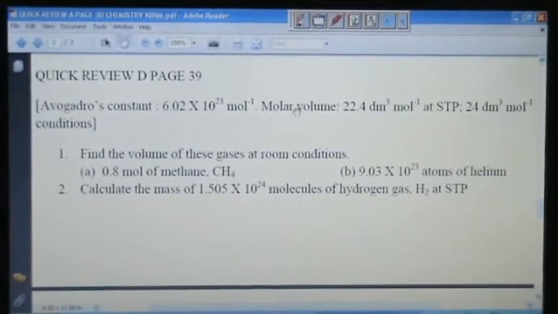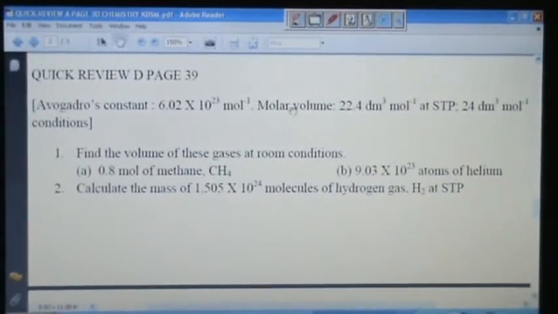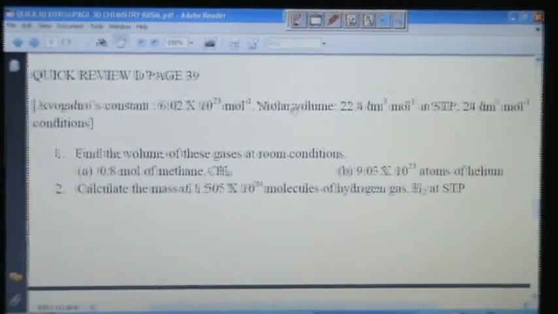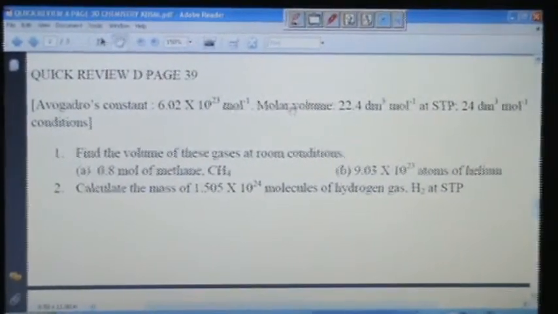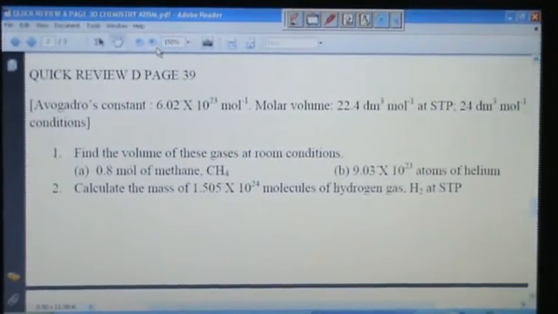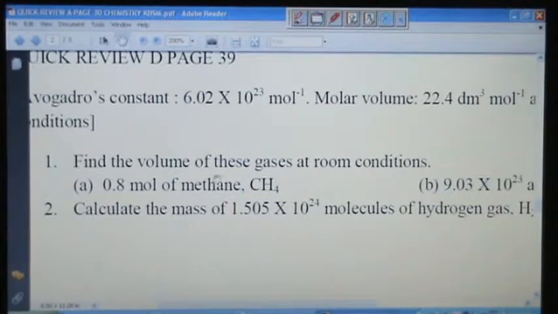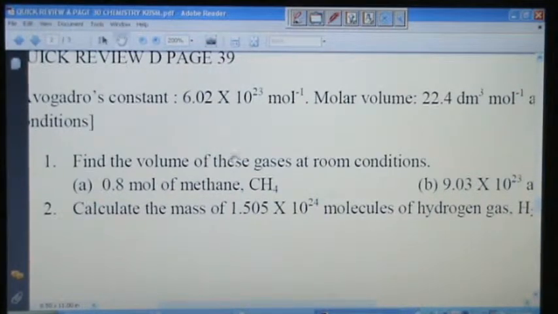Now let's do a quick review, page 39. The first question is: find the volume of these gases at room condition. Alright, let's have a closer look. Find the volume of these gases at room condition, RTP. This is quite straightforward. We can actually do it in no time.